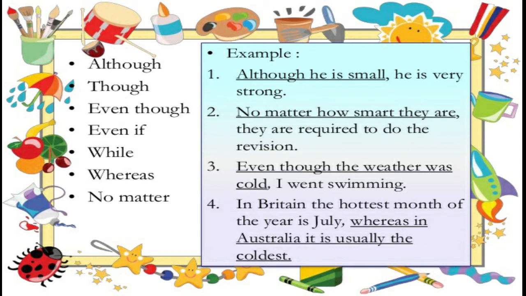Okay, the next one, even though the weather was cold, I went swimming. "Even though the weather was cold" is a dependent clause. Okay, next one, in Britain the hottest month of the year is July, whereas in Australia it is usually the coldest. Contradictions both. Okay, in Britain it is very hot, but whereas in Australia it's very cool. Is it clear now? Fine.